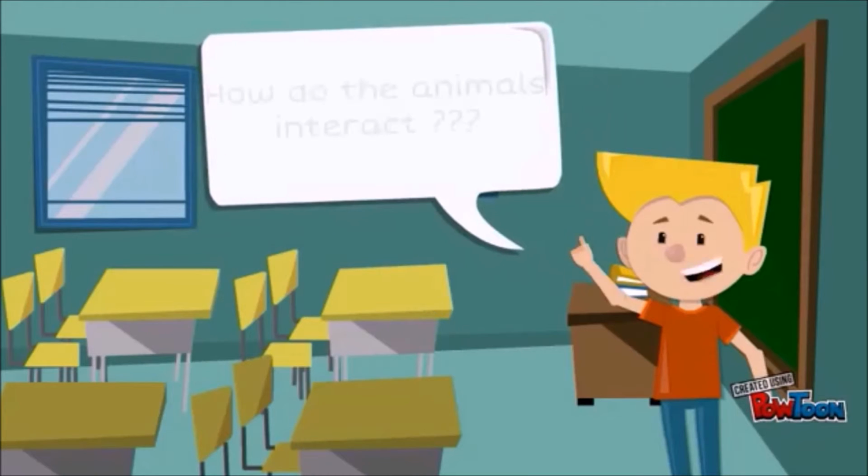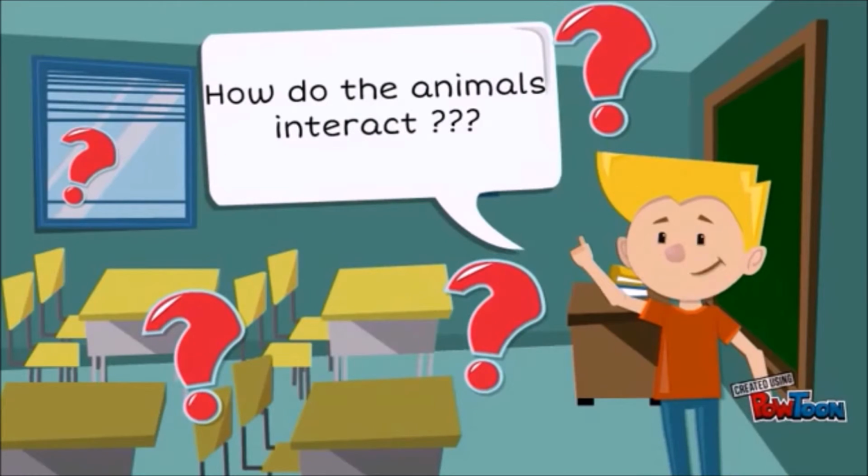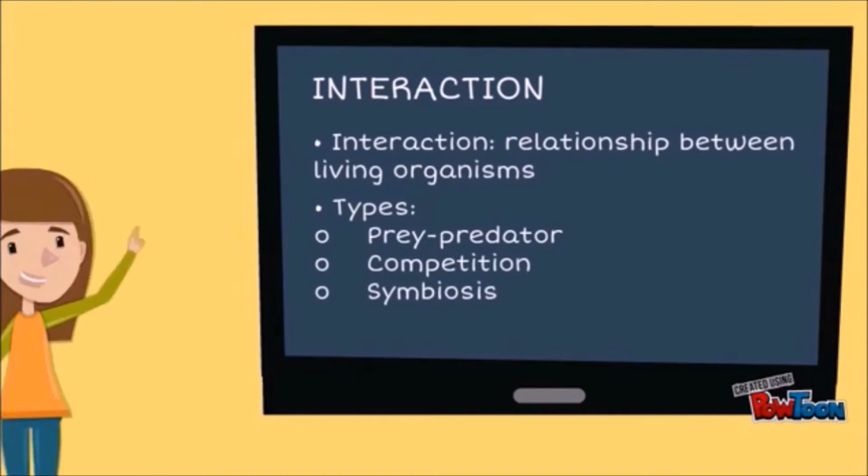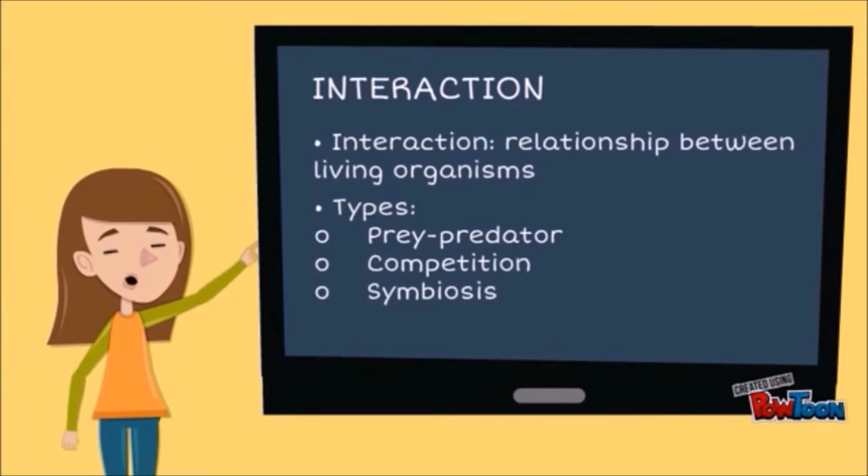May I ask you something? How do the animals interact? Let me define interaction. Interaction is the relationship between living organisms. There are three types of interaction. The first one is the prey-predator, the second one is competition, and the last one is symbiosis.